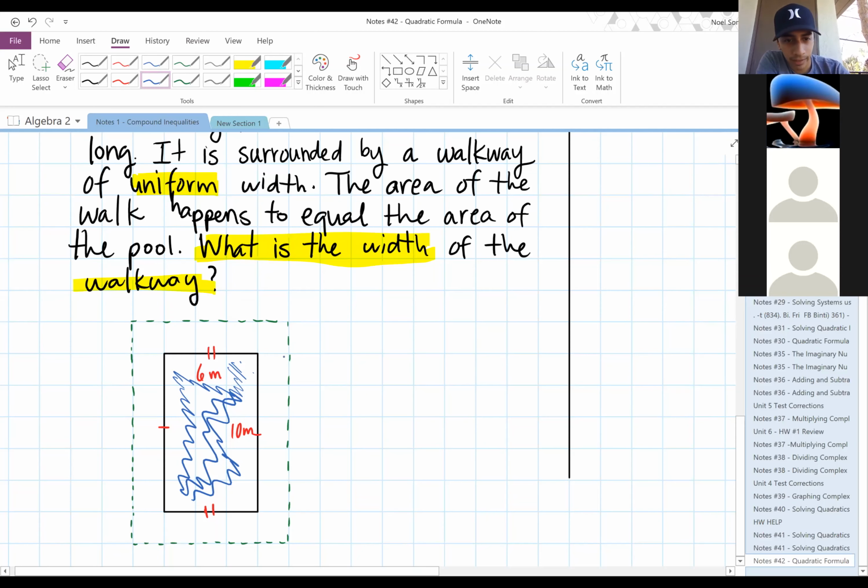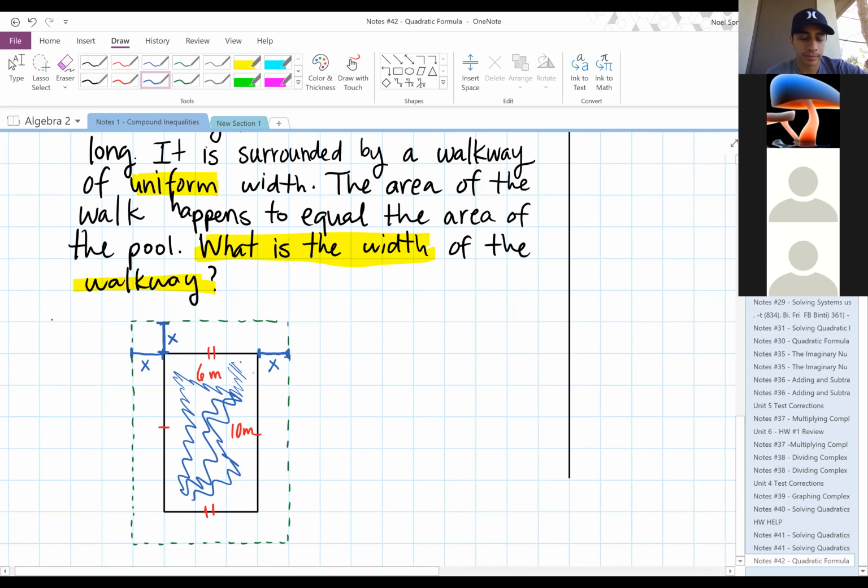So I want to know how wide is this piece right here? That's the walkway right there. That's the width, so we can utilize x to represent that width. That same width that is going across this way is the same width that shows up here. It's the width between this edge of the pool to this edge of the pool. If it's the same length on this side as x, then that means on this side, this width is x, because that's what makes it uniform.